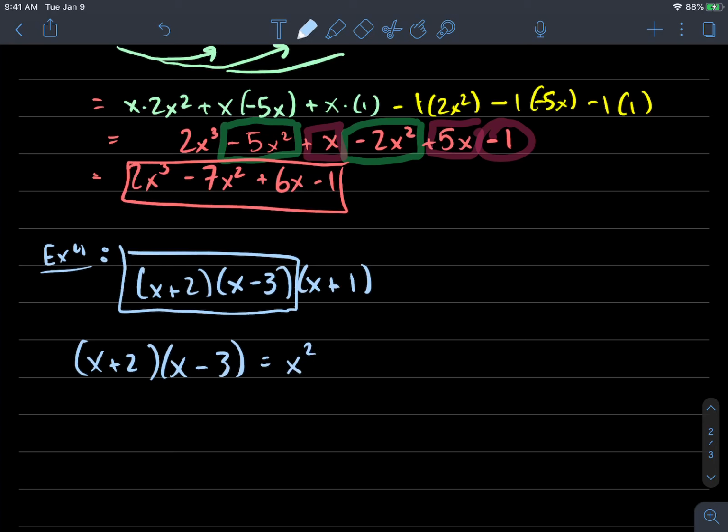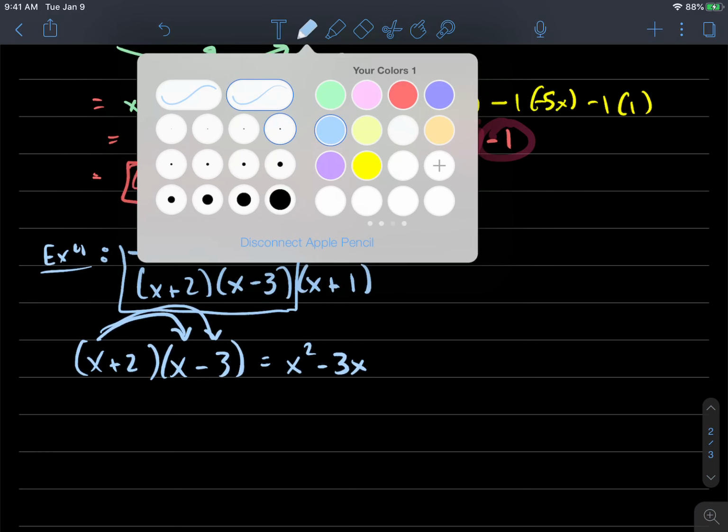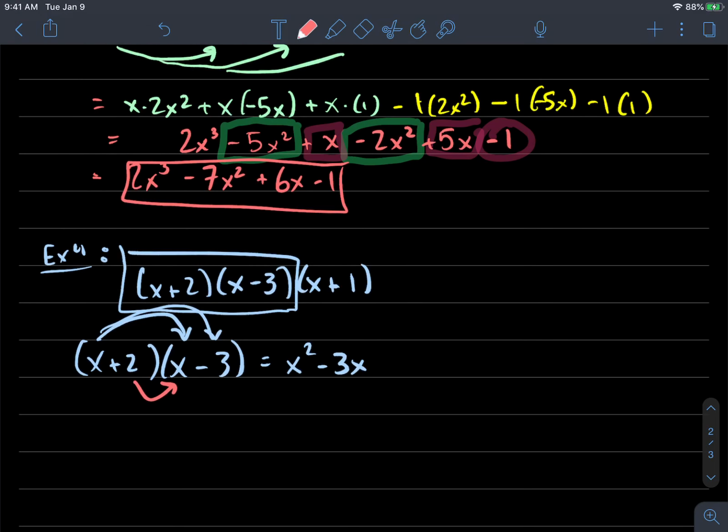x squared, right? X times x is x squared. And then x times negative 3 is negative 3x. And we're going to do 2 times x, which is plus 2x. And we're going to do 2 times negative 3, which is negative 6. I skipped the step where I showed you when we're multiplying. I hope you understand that. I'm just doing this at the same time.